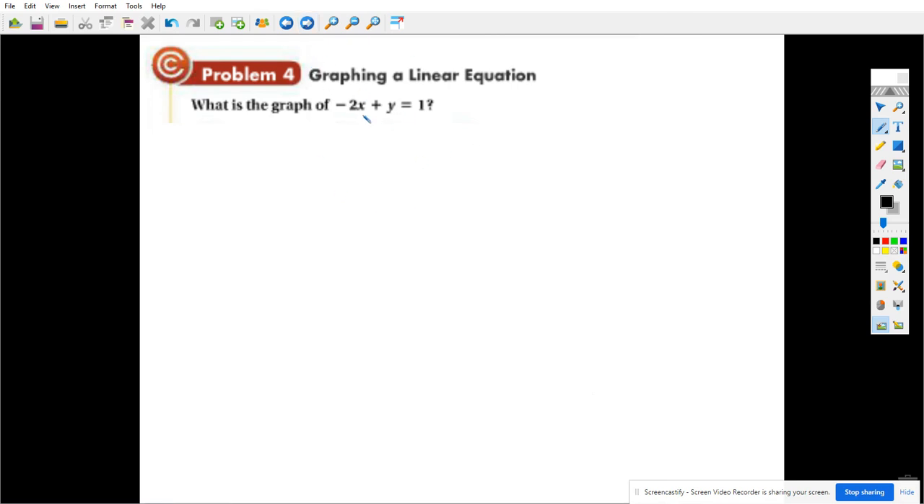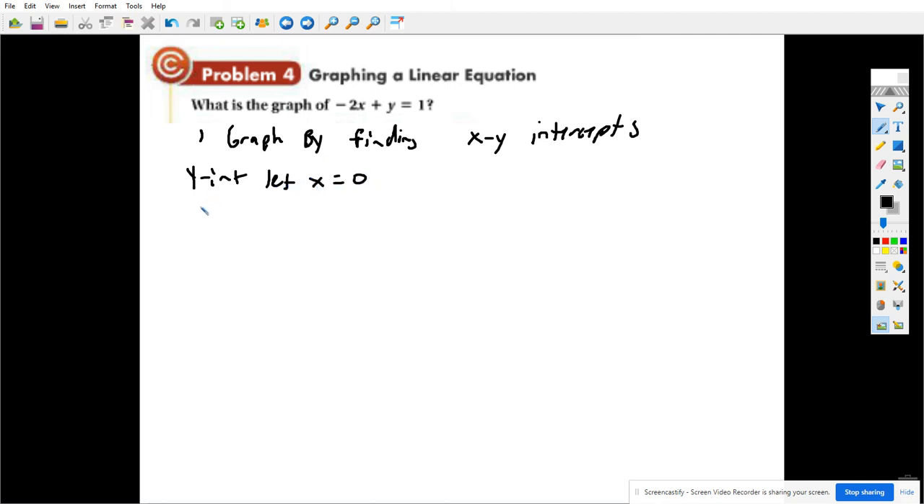Okay, so then now let's talk about how to graph equations. We're going to do this one 2 different ways, and this is going to be the last example. So we're going to first graph this by finding x and y intercepts. How do I find the intercepts? I'm going to find the y-intercept. Let x equal 0. So it'd be negative 2 times 0 plus y equals 1. Really simple because that cancels. y equals 1. So I have the ordered pair 0, 1.